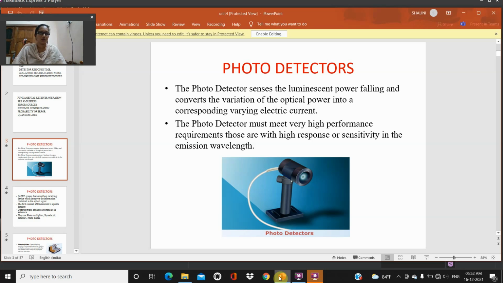We are discussing photo detectors today. The photo detector senses the luminescent power falling on it and converts the variation of the optical power into a corresponding varying electric current. The photo detector must meet very high performance requirements, such as high response or sensitivity at the emission wavelength.